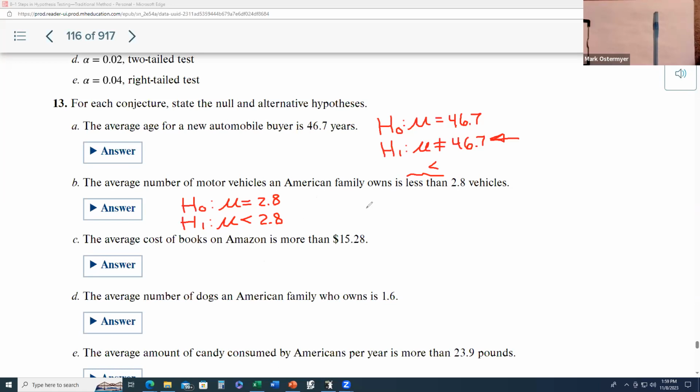Do we understand how we're setting these hypotheses up here? I want you to do 13E, C and D. I want you to set up the hypotheses that these statements would warrant, that we would want to test. Do C and D. We'll call that classwork number 2.